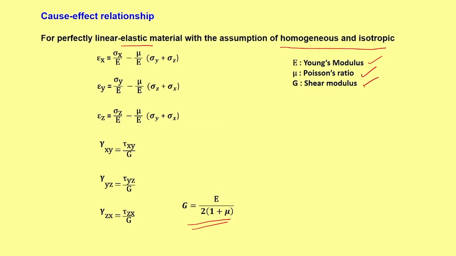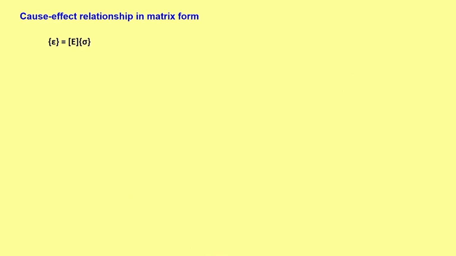One important thing we have to note here is that in all these expressions, E and mu are the only 2 parameters which need to be known to define the constitutive behavior. G is a dependent parameter and it depends on the values of E and mu. So, we have 2 independent parameters we should know. Now, when you take into account the cause effect relationship, we are left with 15 unknowns and 15 equations, and the problem can be solved.